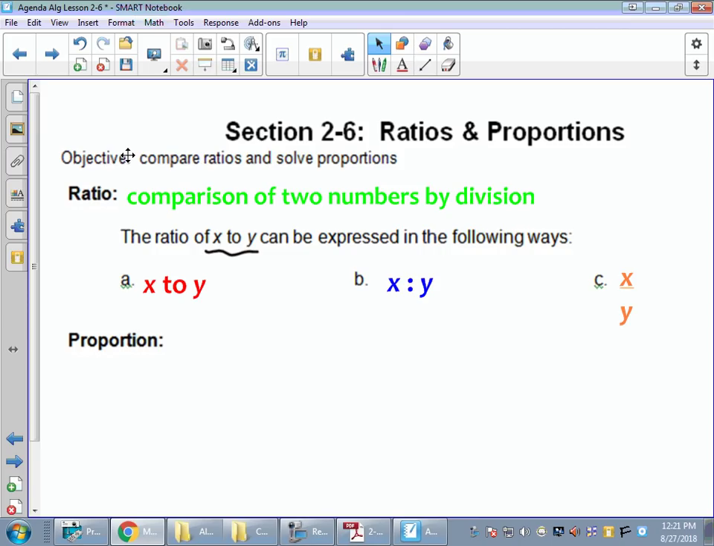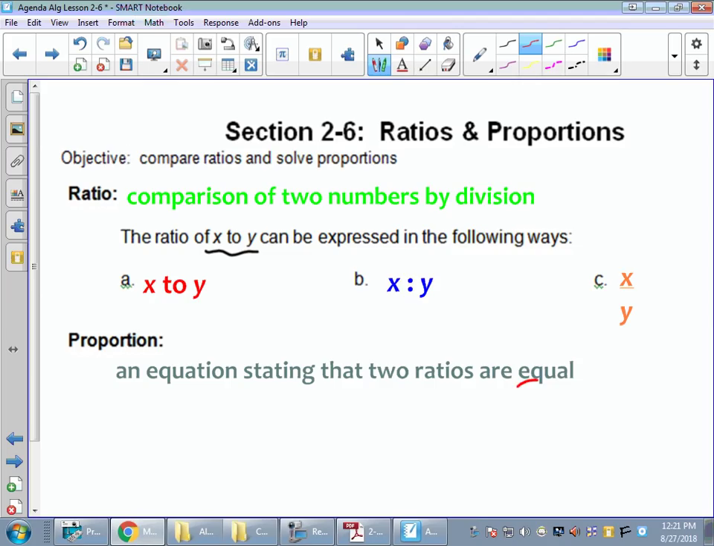What is a proportion? A proportion is an equation stating that two ratios are equal. So you need two ratios, and you just got to have an equal sign in the middle of them to make it a proportion. So a ratio we got to think of as a fraction, and then a proportion we would have equal fractions, two equal fractions.